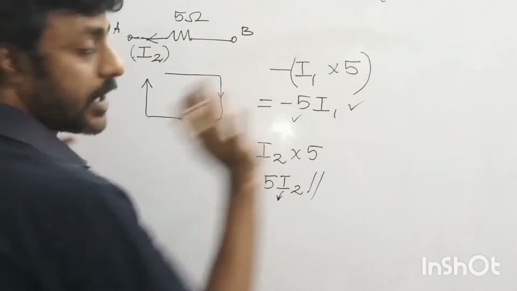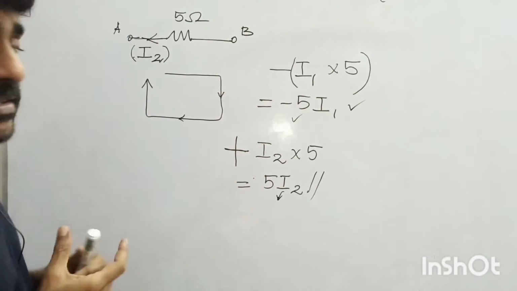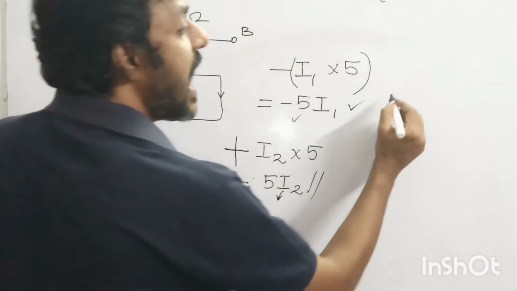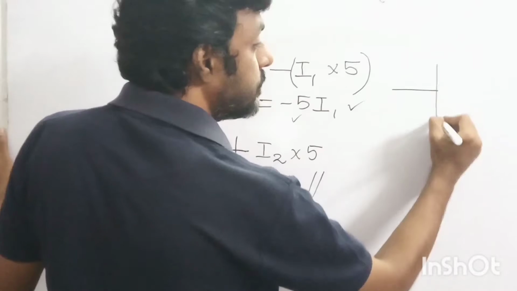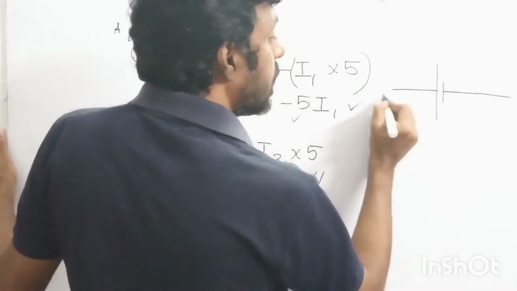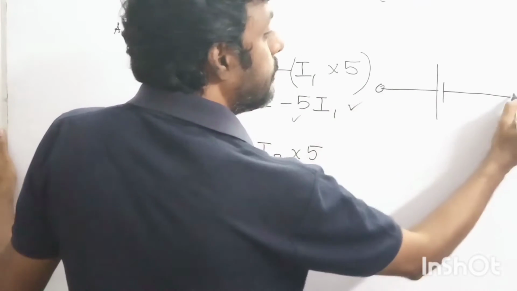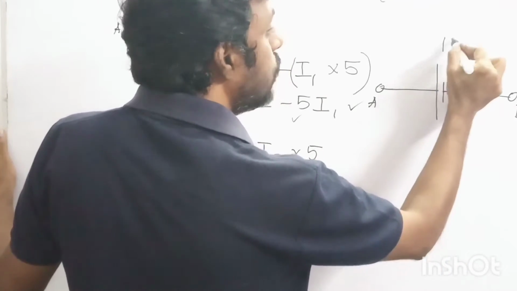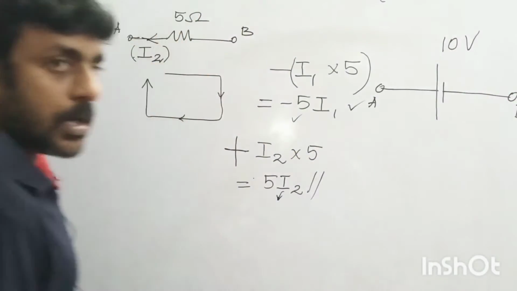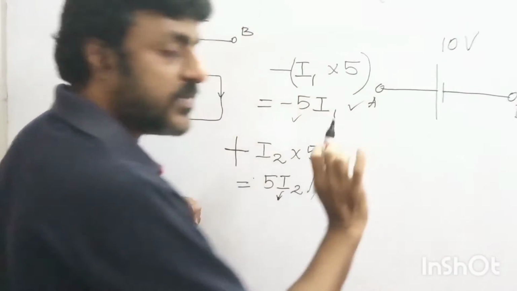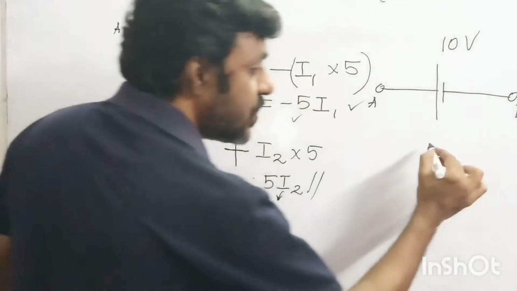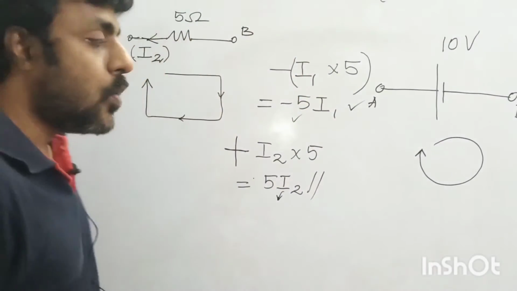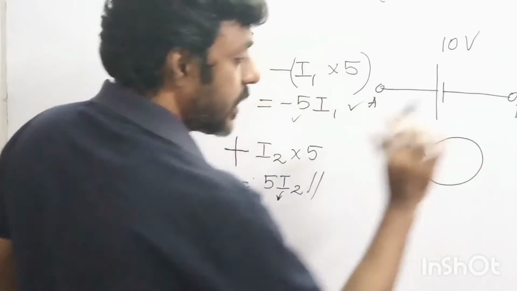This is the scenario. Okay, what is the third scenario? Third scenario is, what will happen if I have a battery like this? AB is a branch which is having a battery of 10 volts, let us assume. And again now I am saying the same concept. My direction of travel will always be in the clockwise direction. So this is the scenario.